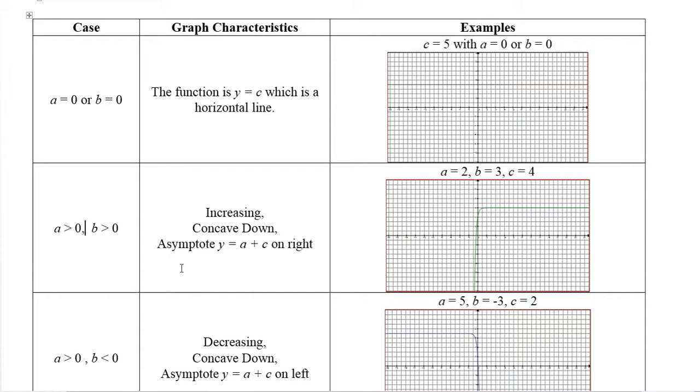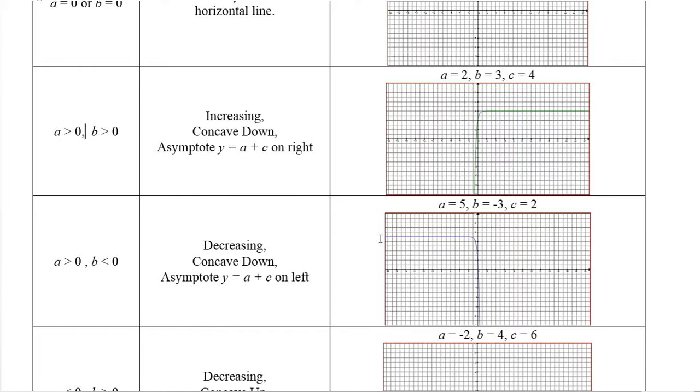Now if a and b are both positive, the original function should be increasing, concave down, and has an asymptote of y equals a plus c on the right. Goes down towards negative infinity on the left. Here I have graphed where a and b are 2 and 3, respectively. c is 4, and sure enough, there's your graph with those characteristics.